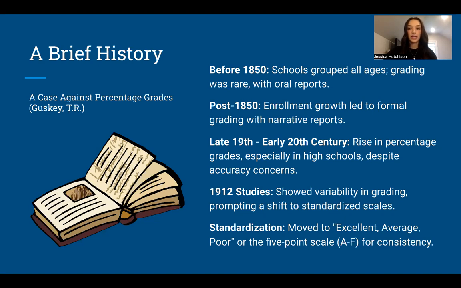However, studies as early as 1912 highlighted significant variability among teachers' grading practices across many subjects. These demonstrations of variation led to a gradual move to the excellent, average, and poor scale, or the familiar 5-point scale of excellent, good, average, poor, and failing, or also just from A to F. This change led to greater consistency across teacher grading.